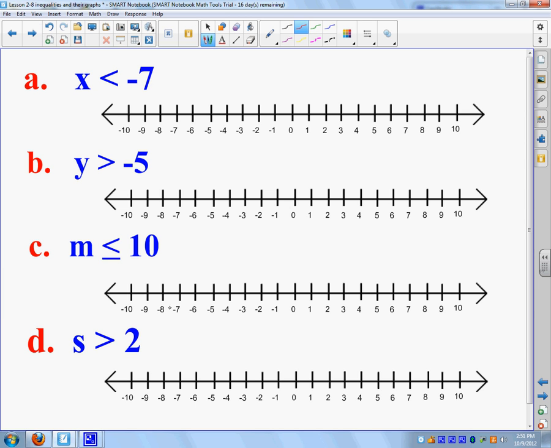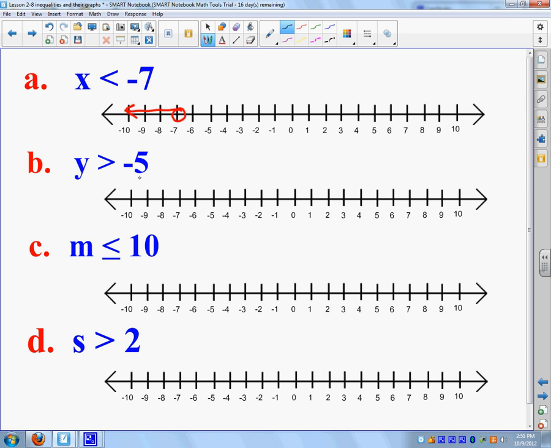All right, welcome back. So x is less than -7. So you go to -7 and you make a circle. You decide, is it going to be open or closed? So this one's open because there's no extra line, so no extra fill. And then your arrow points this way. It's less than -7. So it's everything less than -7.